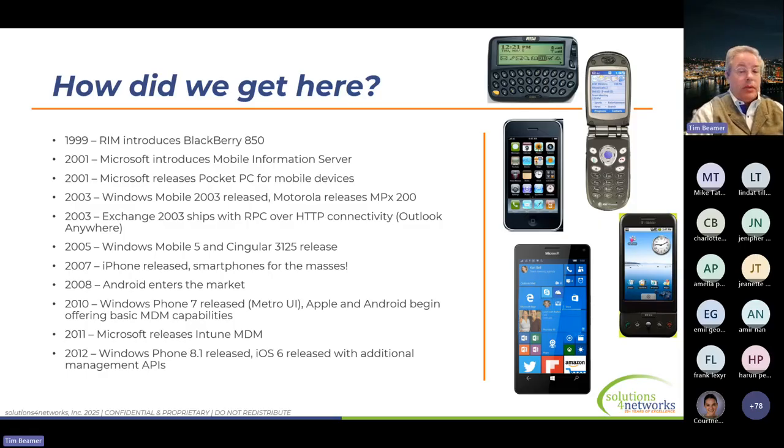Because iOS 6 released with a whole new suite of management APIs that gave us a lot more ability to look into the operating system on a mobile device and provide more control. So that's kind of how we've gotten to where we are today. And mind you, I've left a huge gap in there of about 13 years, but that's okay because now it's getting into refinement after this.